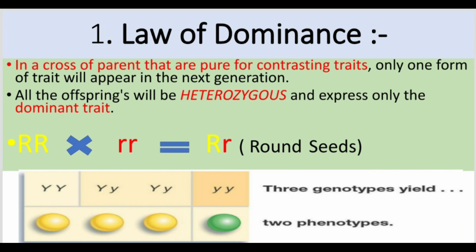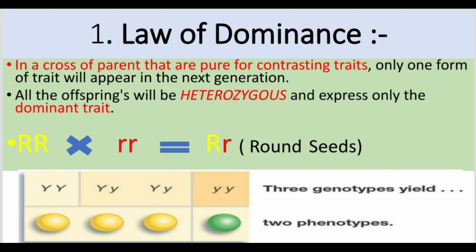The 3 laws of Mendel are the Law of Dominance, the Law of Segregation, and the Law of Independent Assortment. First is the Law of Dominance. In a cross of parents that are pure for contrasting traits, only one form of the trait will appear in the next generation. All the offspring will be heterozygous and express only the dominant trait.